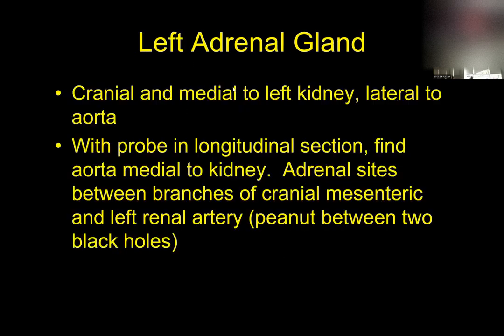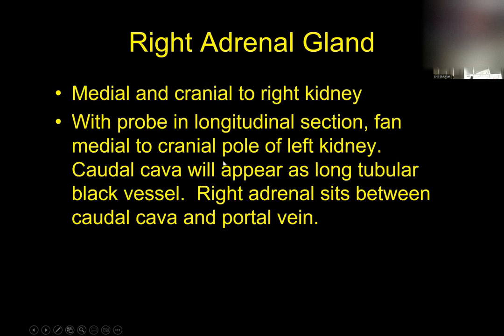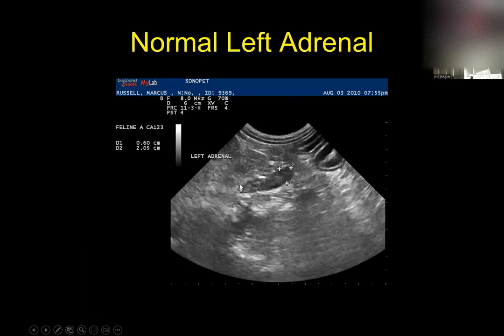So again, the left adrenal gland, I explained how to do it. The left adrenal gland is easy to find. The right adrenal gland is a little harder to find. So here's a picture of the left adrenal gland. Again, it looks kind of like a little hypoechoic peanut right in here. And they measured the length. So the length of that adrenal gland was 2.05 centimeters. The width going this way is 6 millimeters.